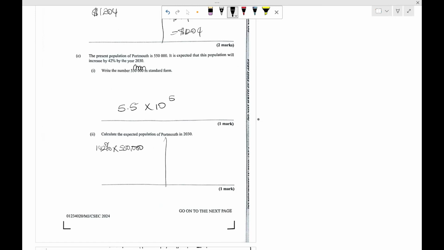You get 781,000. Again, some students may want to do it the longer way. It just processes better in their mind, and that's fine. Just remember your time.